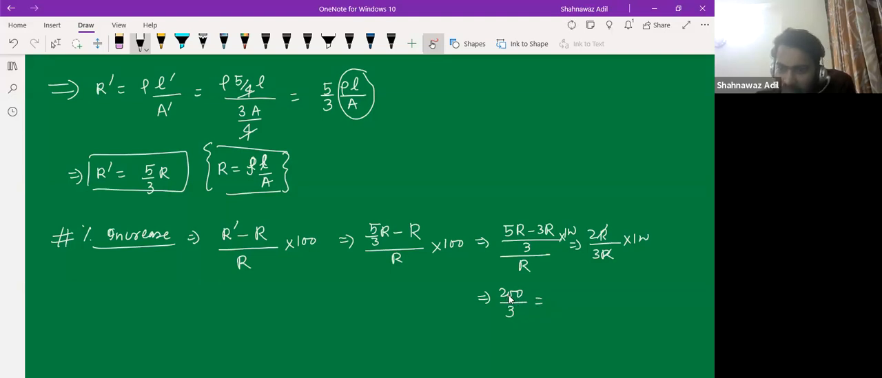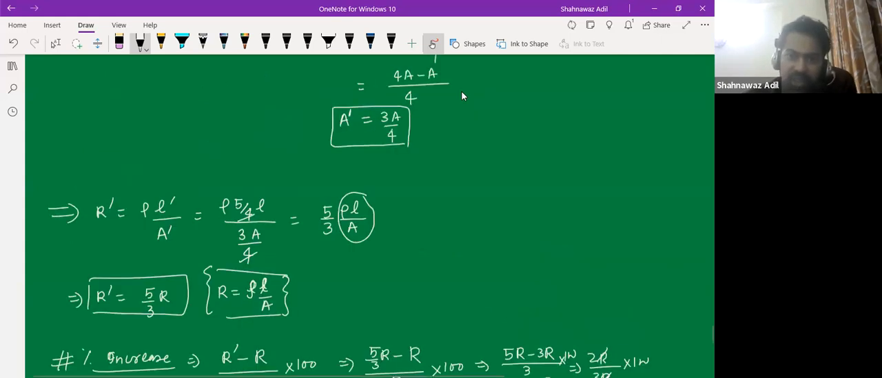So 3 5 is 15... 3 6 is 18, and then what do we have? 3 6. So 66.67%. So the resistance is increased by this much amount, right? Yeah. So is this thing clear, guys?